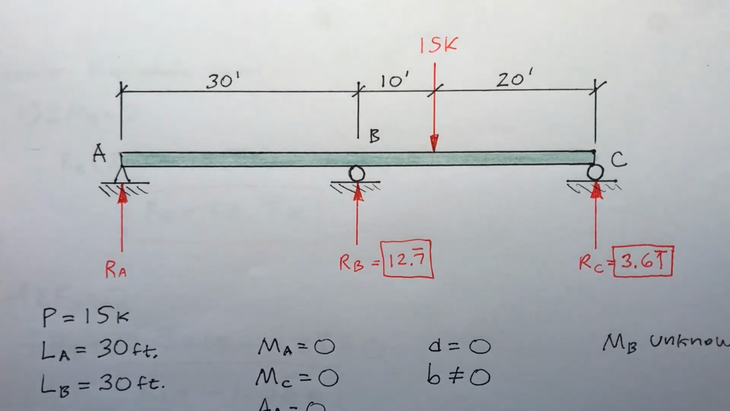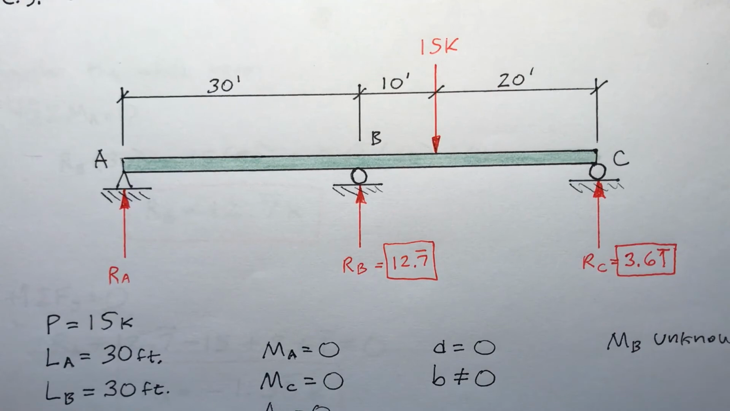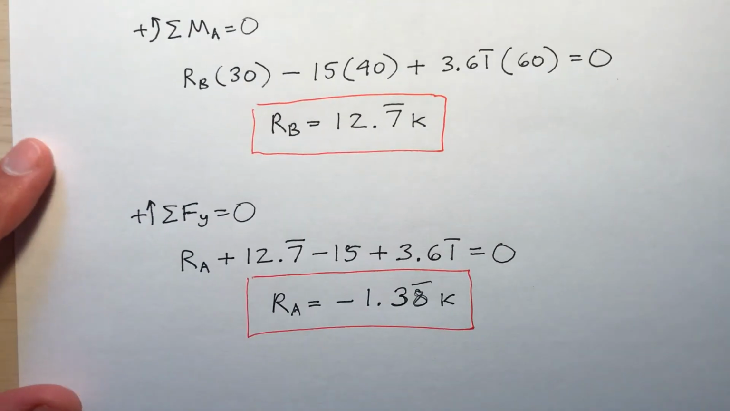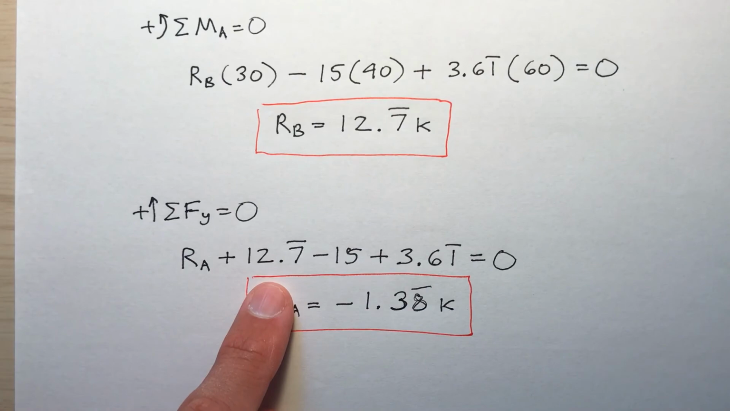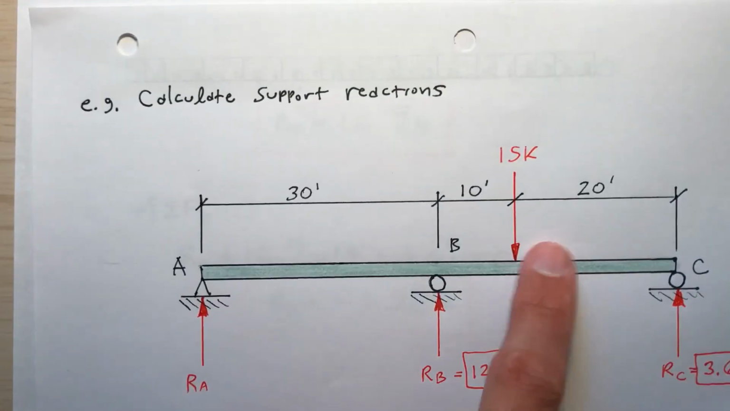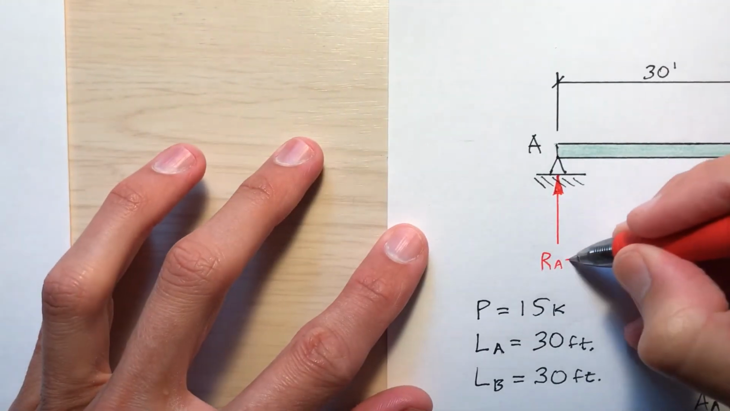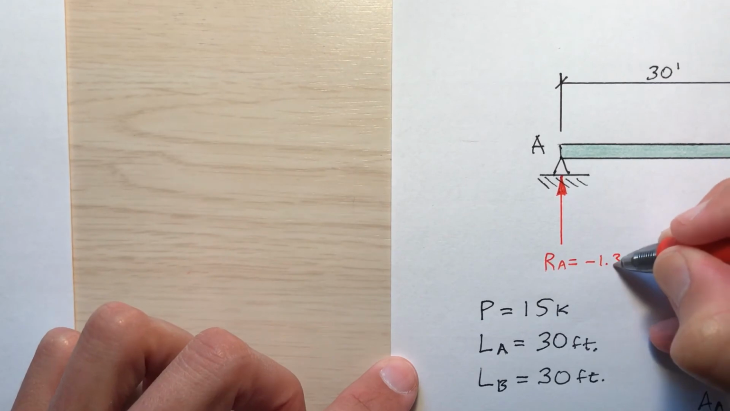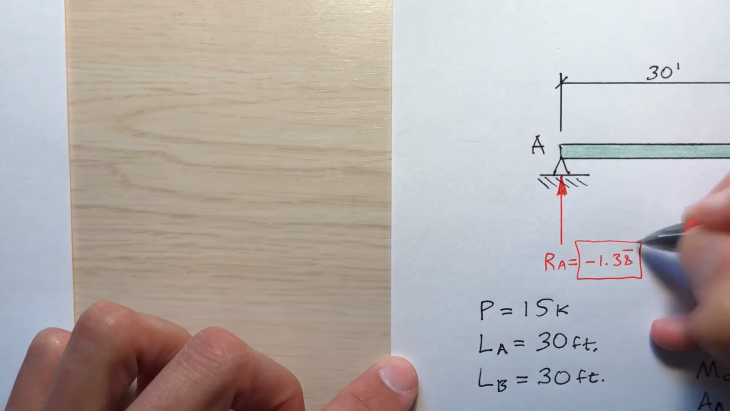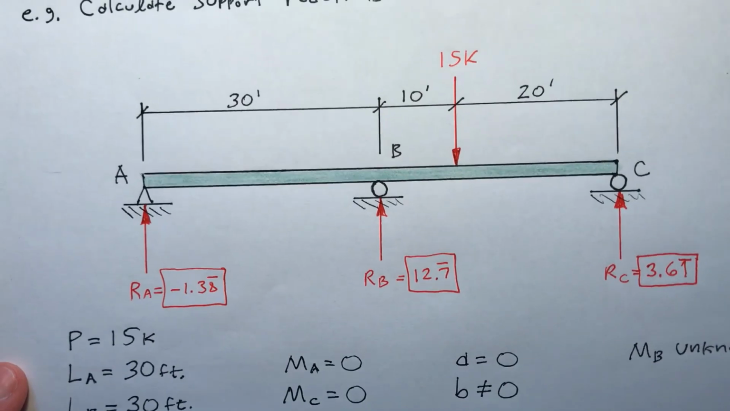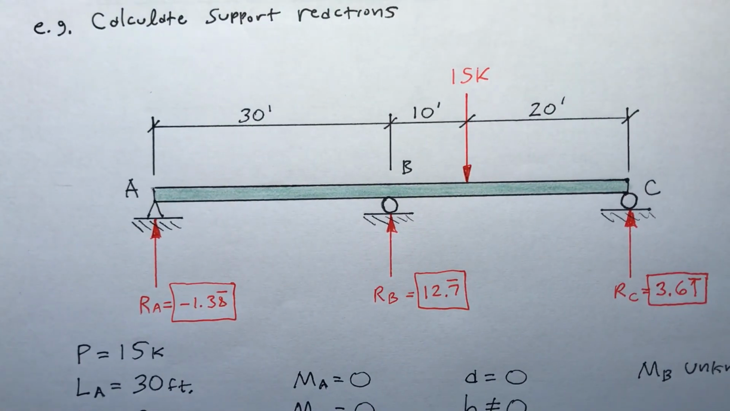Now I can obviously determine R sub A by taking equilibrium in the y direction. So that's what I'm doing here. R sub A plus the 12.7 that I just found, minus the 15 kip load going down, plus 3.61. I find that R sub A is actually going down, 1.38 where the 8 repeats. So here I'll have negative 1.38. So this indeterminate beam, using the 3-moment equation, I was able to determine the 3 unknown reactions. So there you have it.